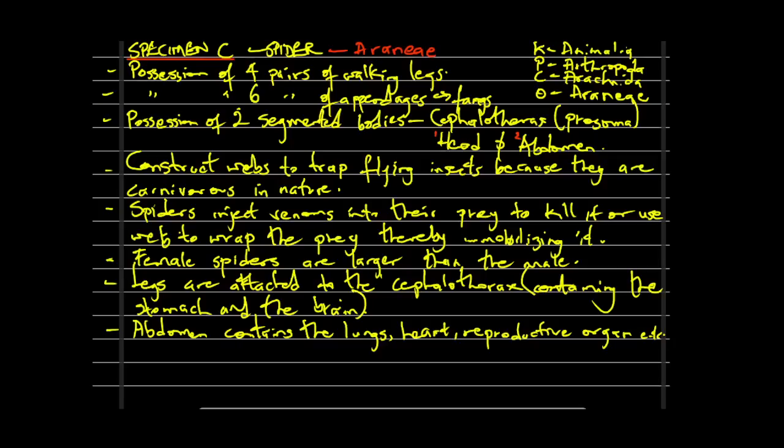So let us go to specimen D. Our specimen D is crayfish, or crayfish as we popularly call it. Its scientific name is Astacidae.